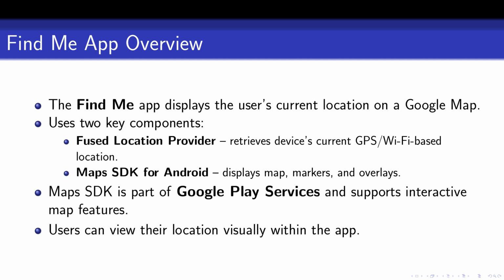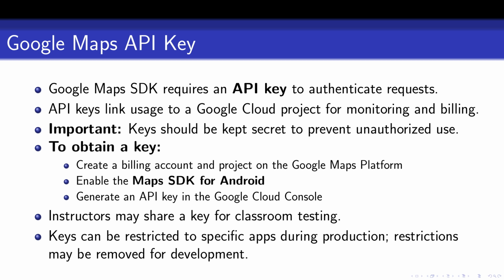The Find Me app demonstrates these concepts in practice. It uses the Fused Location Provider to retrieve the user's current coordinates and displays them on a map. The map is rendered using the Maps SDK for Android, which is part of Google Play Services. This SDK provides a fully interactive map, complete with markers, zooming, and pan gestures. To use the Maps SDK, your app must include a valid API key. This key links map usage to your Google Cloud account and helps track requests for billing and analytics.